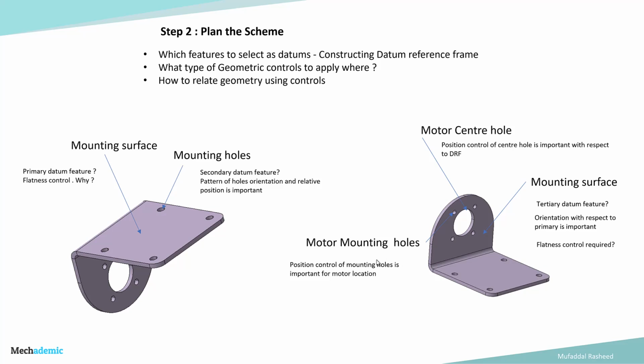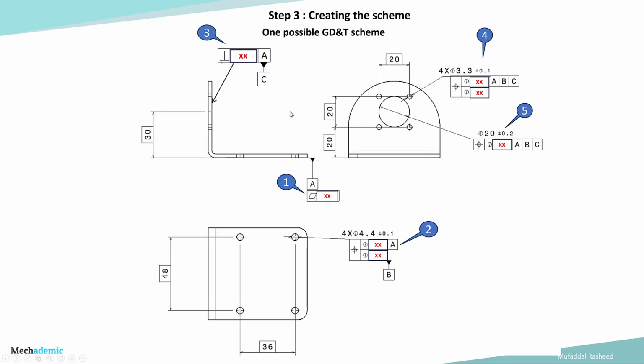So these are the various important functional features, an overview of why they are important, and what can be selected as the primary datum feature and secondary datum feature. So basically we start building an idea on how to create the GD&T scheme. And then finally, when we have created a plan, we can start creating a GD&T scheme.